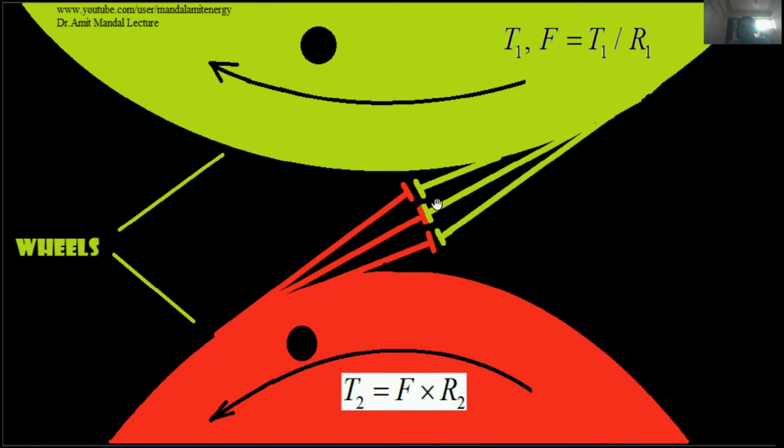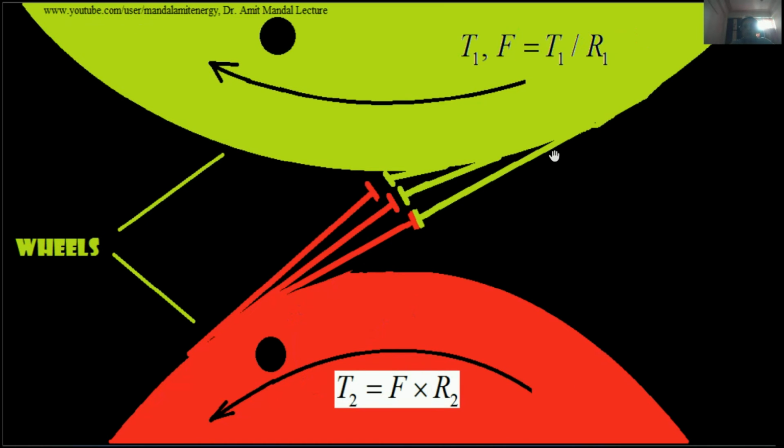Next we see another tangent. A tangent of the green wheel is connected with the tangent of the red wheel. Again the force transmitted will be the same, equal to T1 by R1. The same force is transmitted from the green wheel tangentially, and that tangential force is transmitted to the red wheel, also tangentially. So whatever force is transmitted, F into R2 is the torque. Again the same torque will be developed, and the next green tangential link is connecting with the next red tangential link. Again the same force is developed on the green tangent and passed on to the red tangent. The torque developed on the red wheel is equal to F into R2.